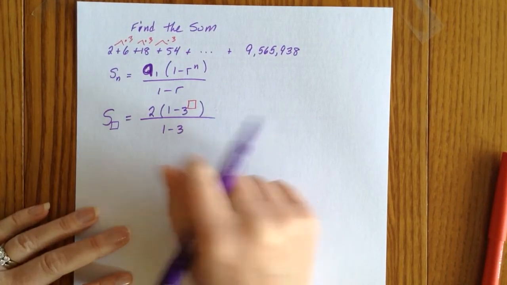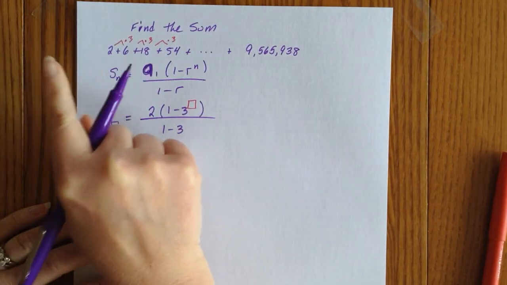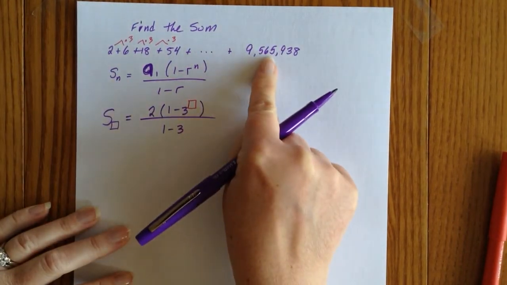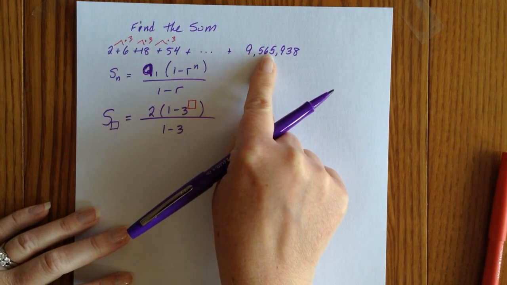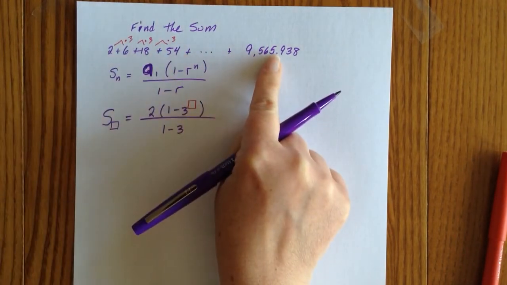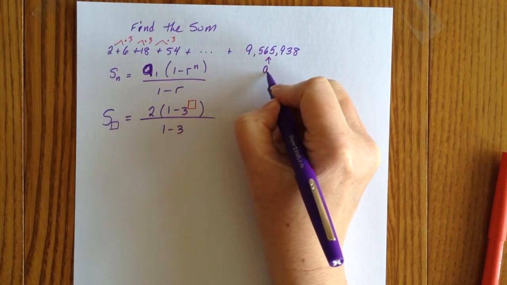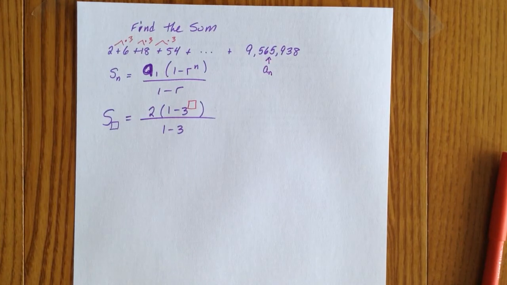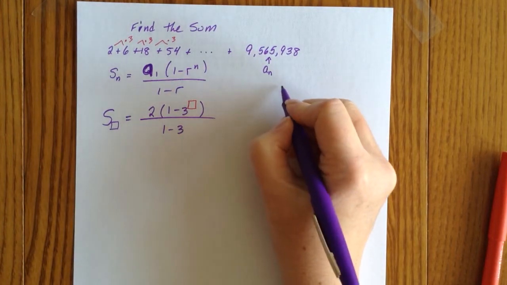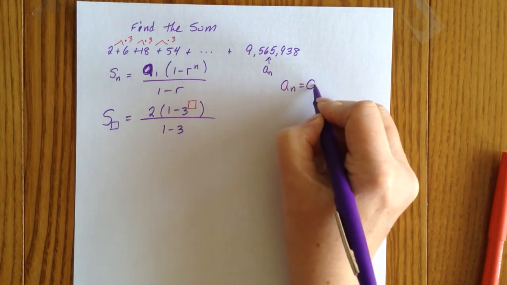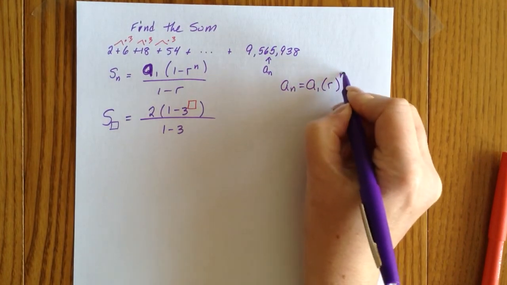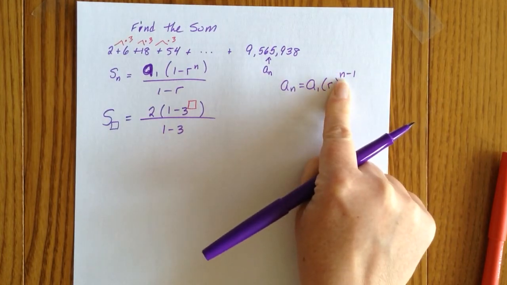All right, let's be clear. If there were 30 numbers here, this is the 30th number. If there were 15 numbers, this is the 15th number. If there are 8 numbers, this is the 8th number. So if there are n numbers, this is the nth number, a sub n. Is that making sense? Hopefully it is, because we're going to need to use that to find n. We are going to use the explicit formula to solve for that n.